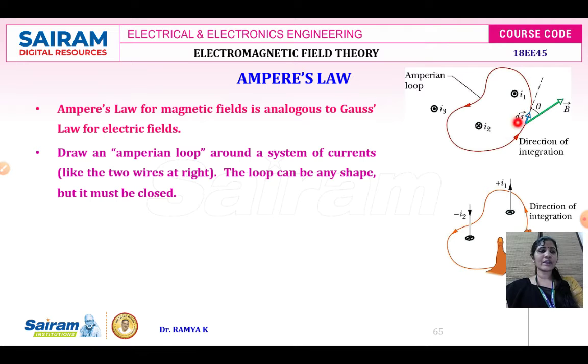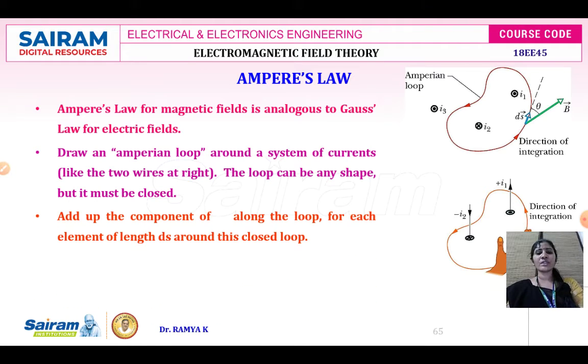Here we have current entering and current leaving. Current leaving is represented with a dot and current entering is represented with a cross mark. And we have two wires. At the right, the loop can be of any shape, but it must be a closed path, because in a closed path only the current will flow. In an open path the current will not flow. So in an open circuit the current will be equal to 0.